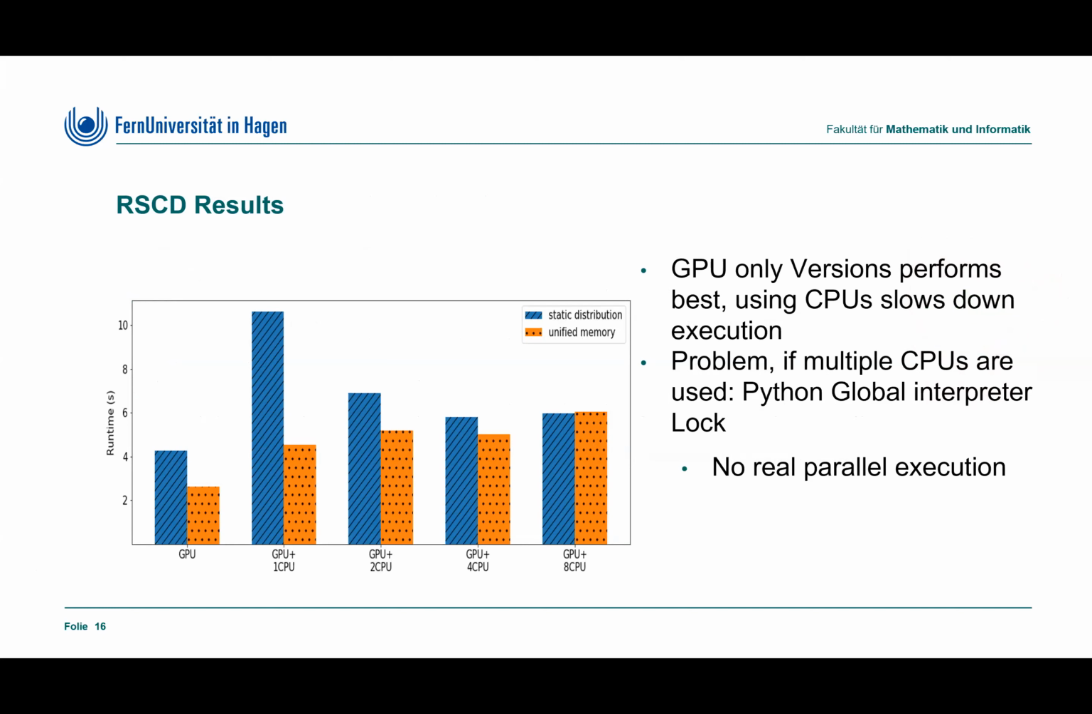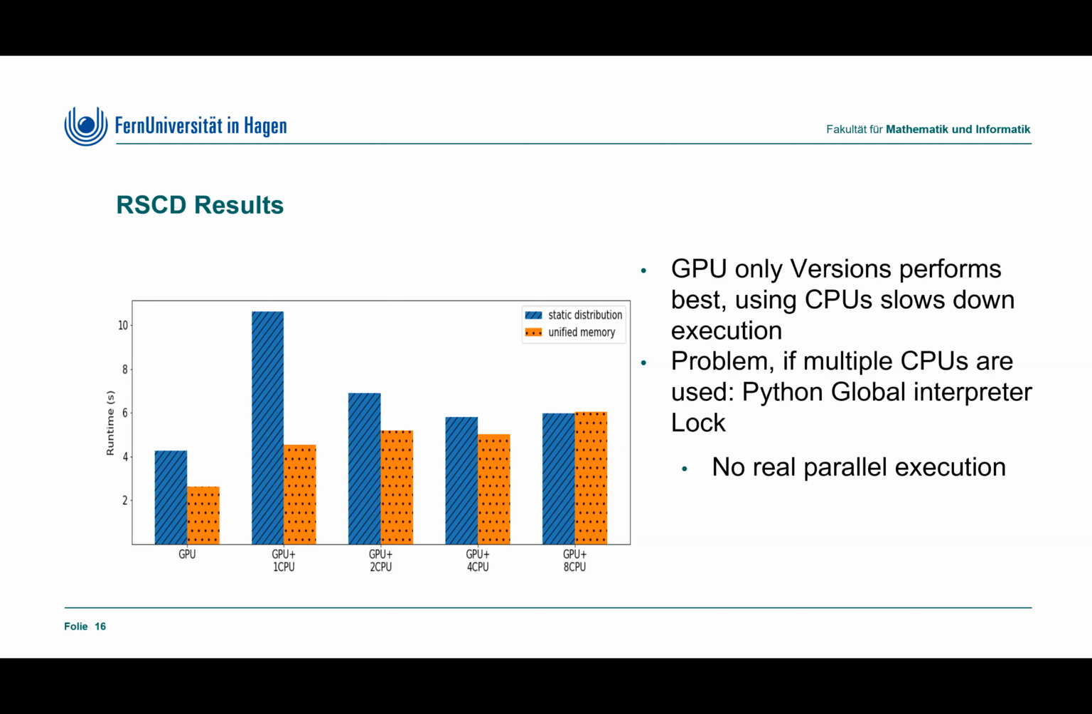The reason is that the runtime of the kernel is small and you don't have to transfer that much data. So the benefits we saw for the micro benchmarks fully pay off here. And that's why you see a huge performance improvement for the unified memory use case instead of the static distribution, which uses explicit data transfers.